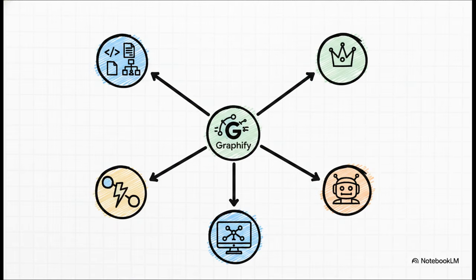So let's look at what this thing can actually do. First off, it's multimodal, so it can read everything from your Python code to your architecture diagrams. It automatically finds the, quote, main characters of your project, the most important chunks of code. And it can even flag surprising connections you might have missed. Plus, it plugs right into assistants like Claude and exports these awesome interactive graphs that you can explore yourself.